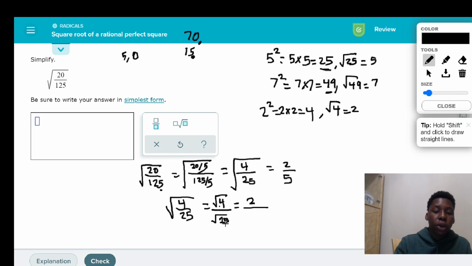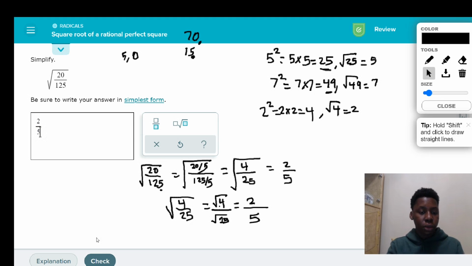Divided by the square root of 25. I already said in the beginning, 5 squared equals 5 times 5 equals 25, right? And so 25 is a perfect square. When we're asked to find the square root of 25, we know that 5 had to multiply itself twice to get 25. So that would be 2 over 5. Okay, so let's put that in. Let's check that out. 2 over 5. Check.